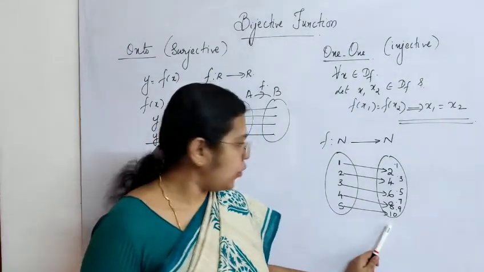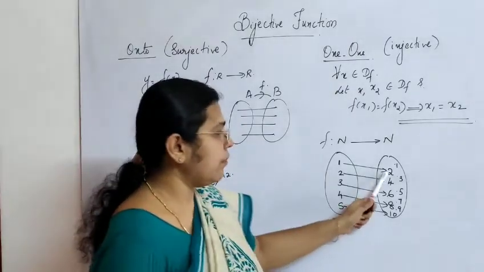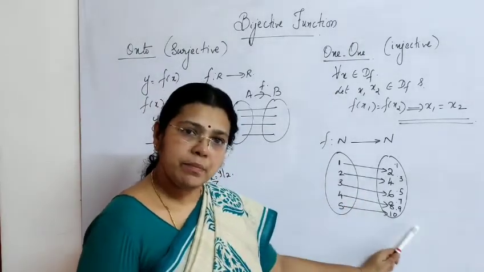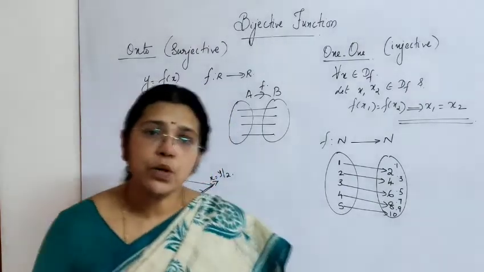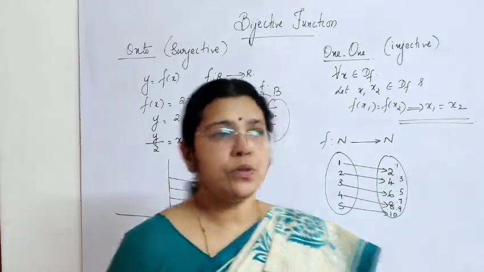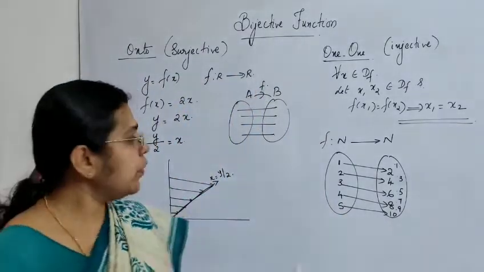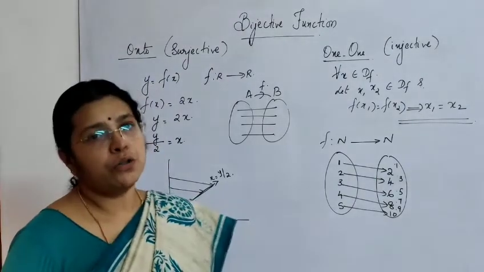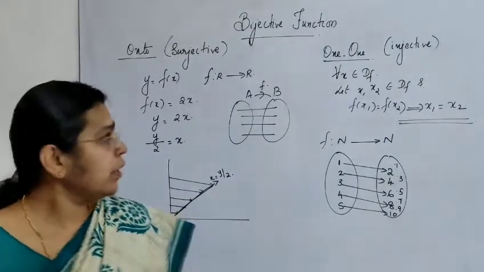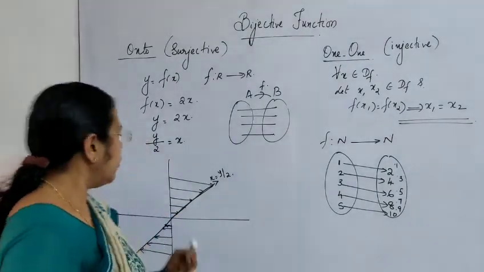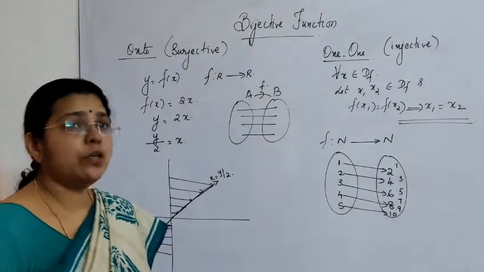But if you look at it, yes, it is one-one, but this is not onto. A function which is both one-one and onto is said to be a bijective function, or a one-one onto function. So let's see another example where it is both one-one and onto.